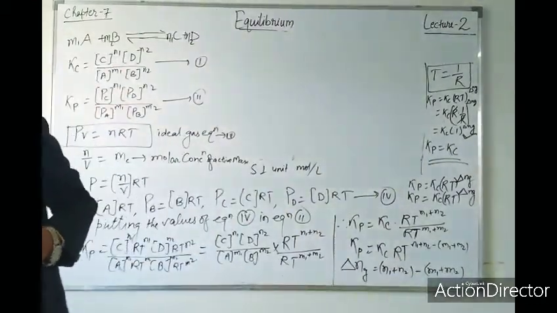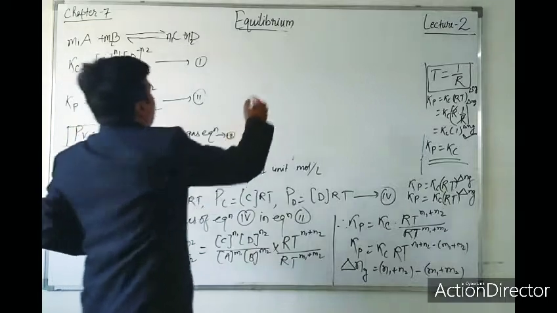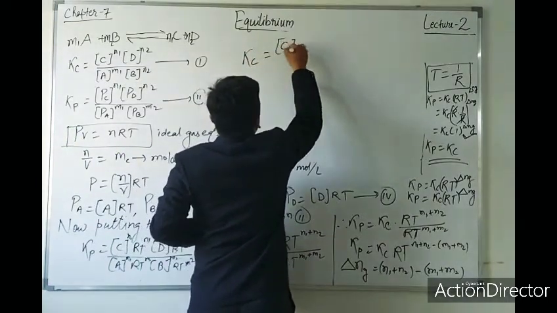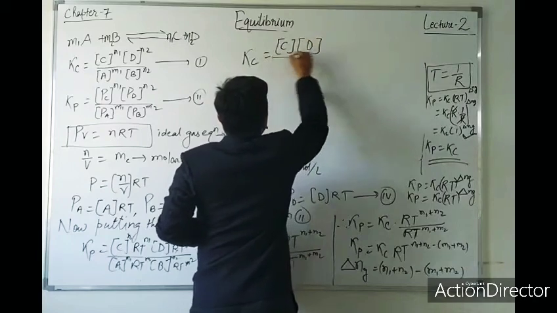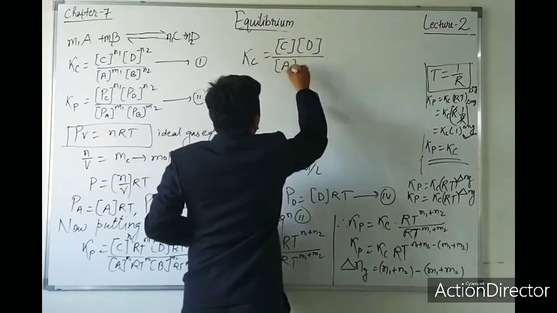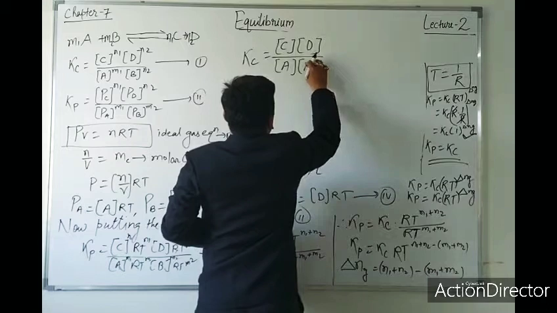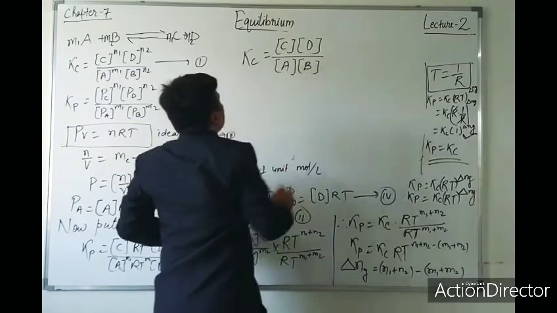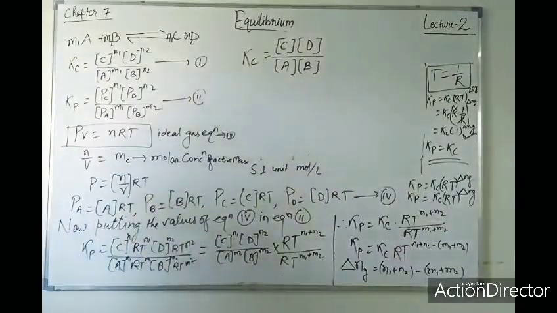So equilibrium constant Kc is equal to the concentration of product upon concentration of reactant. What is this? Can you tell me? These are molarities. Square brackets are also known as molarity. Equilibrium constant is represented like this. If the reaction is reversed, then what will be the equilibrium constant value?